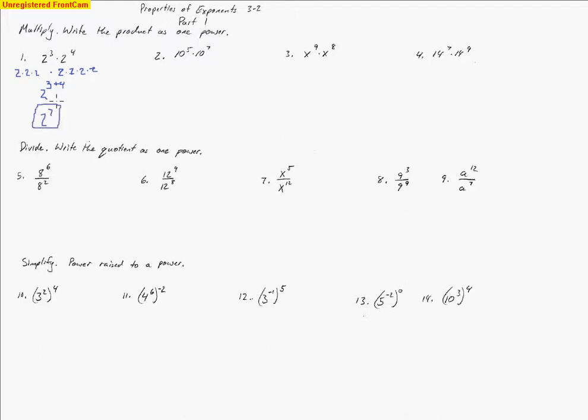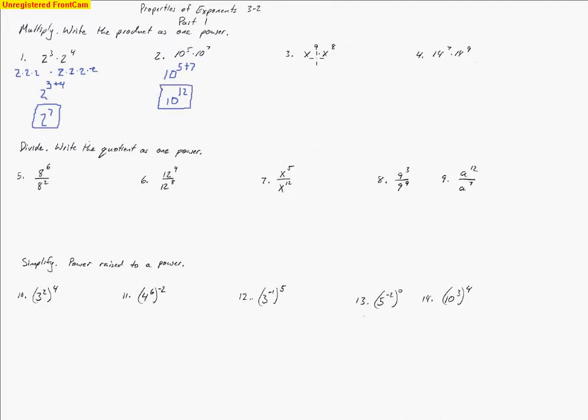And therein lies our rule. The rule is, when we're multiplying with the same base, we can add the exponents. And that's what we're going to do with these next few problems. So 10 to the 5th would be 5 10's being multiplied together. 10 to the 7th would be 7 of those 10's being multiplied together. I want to find out how many we have all together. I will add the exponents since we have the same base. And that makes 10 to the 12th power.